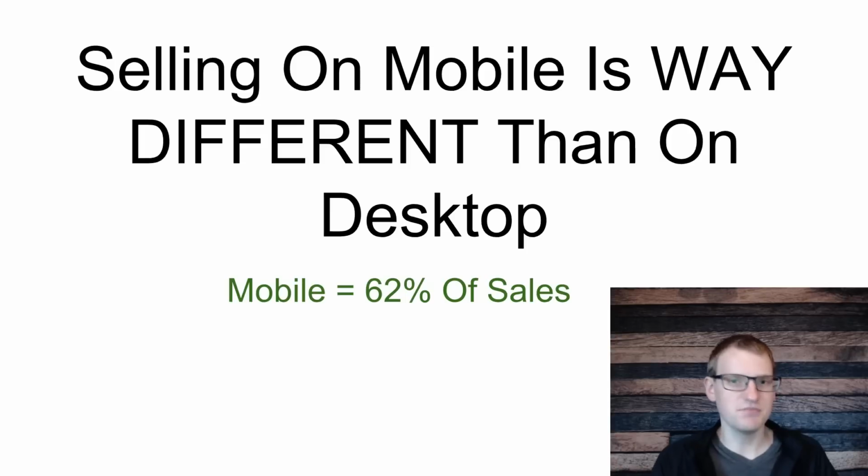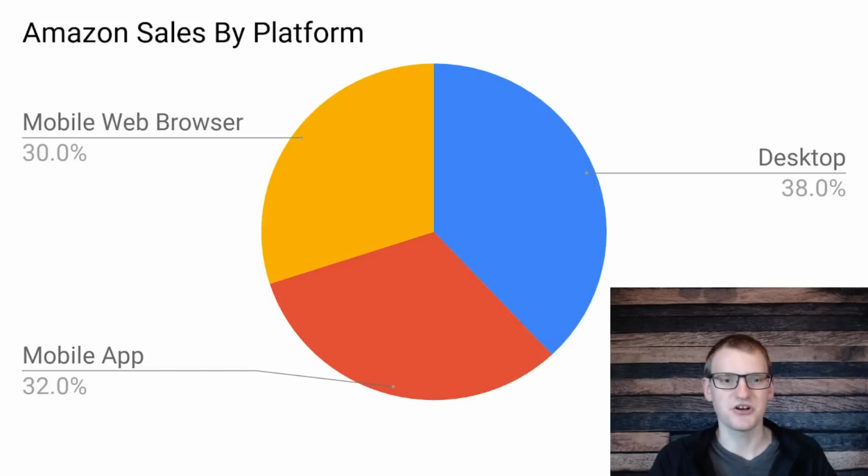And this leads everybody to tell you to optimize your listing based on how it's supposed to look on a desktop. But as we can see here, 62% of sales on Amazon are actually from a mobile device. 30% are from the web browser on your phone, and 32% are from Amazon's app you can download on your phone. Only 38% of sales on Amazon come from a desktop computer, so it's way less than half. And the differences between these two are huge.